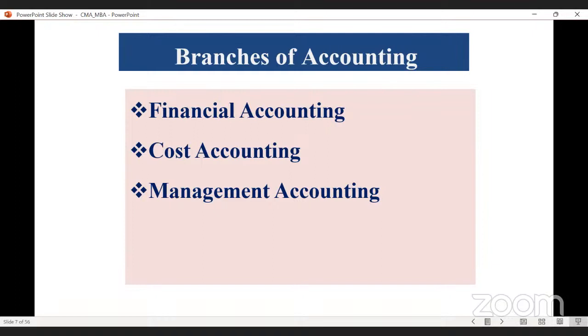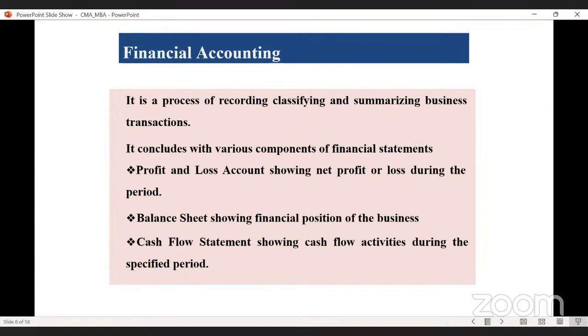Financial accounting you have already studied in your first semester, I hope. Yes, sir. So in this semester, that means the second semester, another two subfields or branches of accounting we are going to study. These two branches of accounting are cost accounting as well as management accounting. So we'll discuss cost and management accounting.